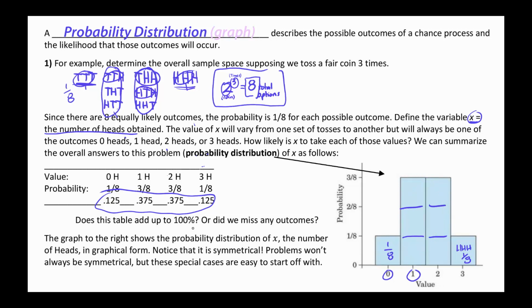Now, does this table add up to 100%? If you take those and add them up, you get 1, which again, 1 means 100%. We didn't miss anything. We have all 8 total options. There aren't any more. Now, kind of a special note here. This is symmetrical. These are kind of special problems. Not every problem that we will do will be symmetrical, but they're the easiest cases because they're special. So that's what we're going to start off with.